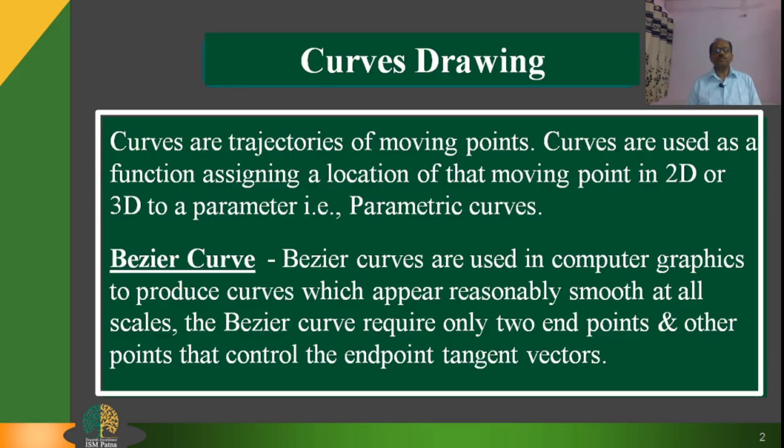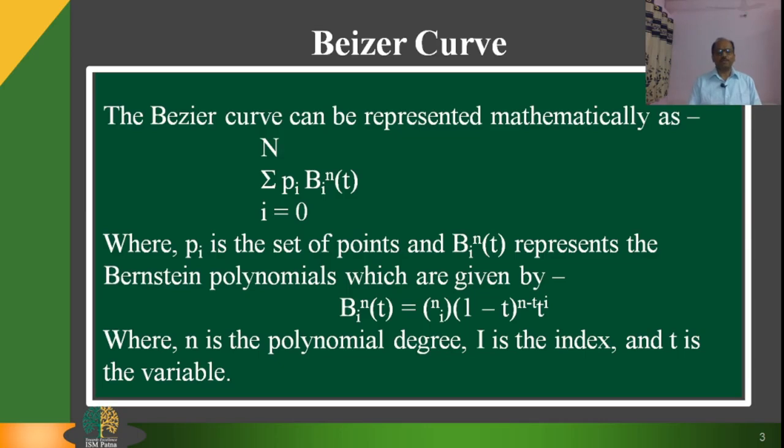More often we use the curve that is developed by Bezier. Bezier curve was discovered by French engineer Pierre Bezier, which is popularly known as Bezier curve. Bezier curves are used in computer graphics to produce curves which appear reasonably smooth and only require two endpoints and some other points to control the endpoint tangent vectors. Bezier curves are commonly found in painting and drawing packages as well as CAD systems, since they are easy to implement and reasonably powerful in curve design. Two-dimensional curves generated from 3, 4 and 5 control points.